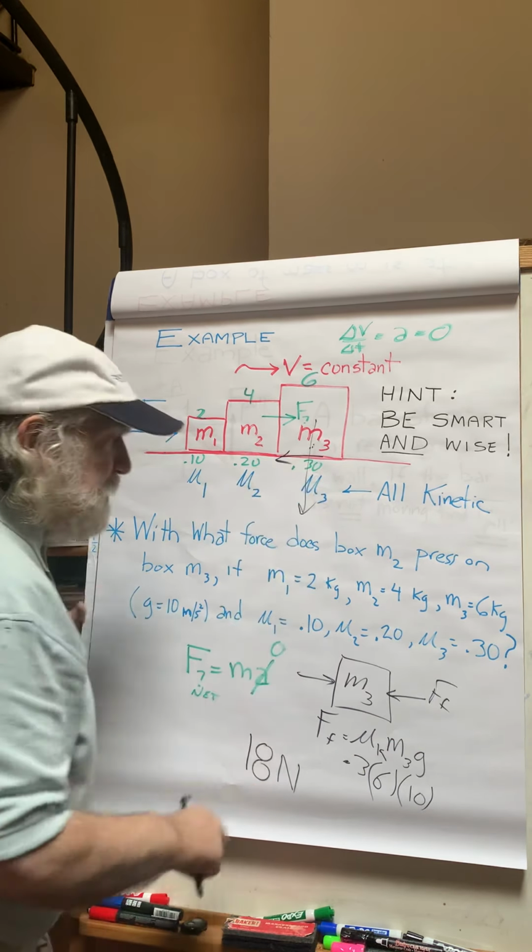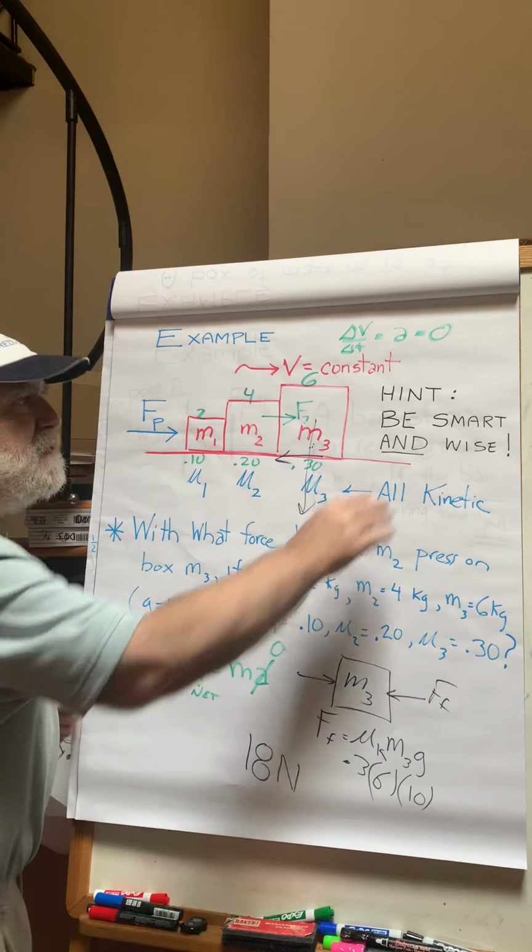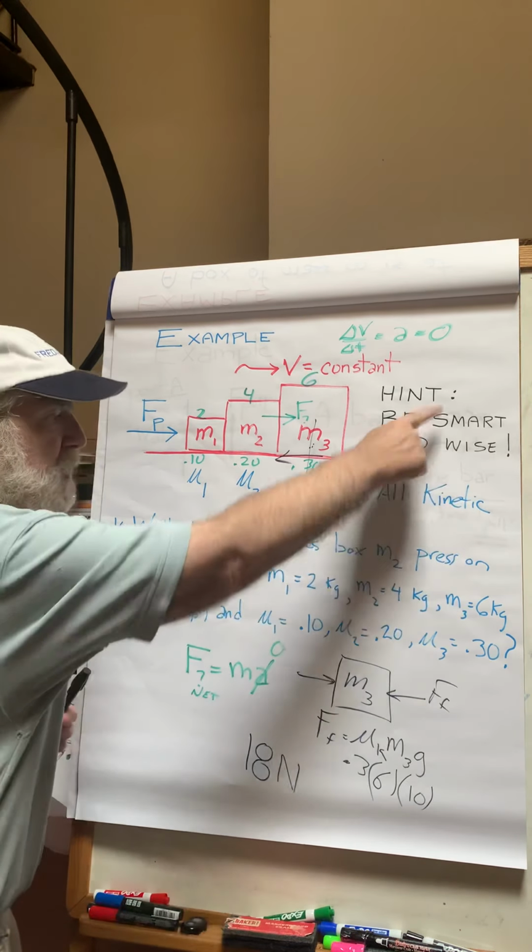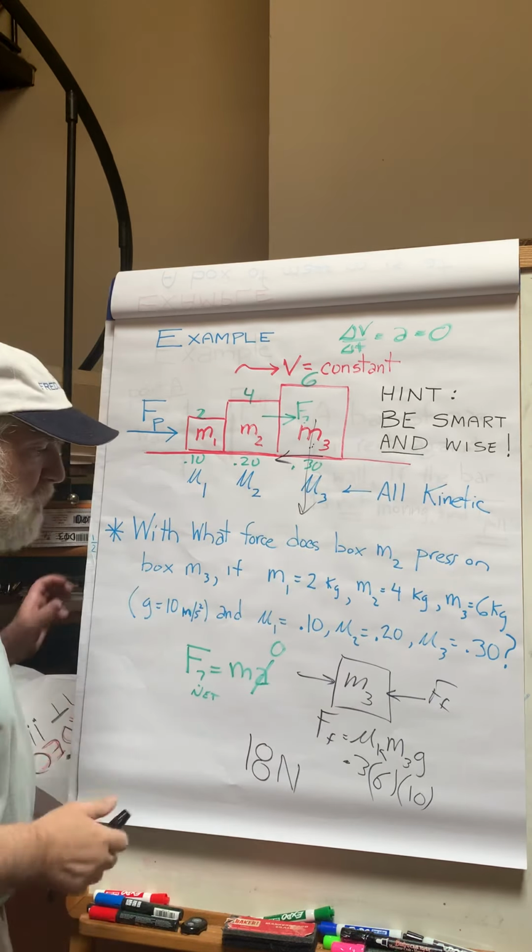And because the net force must be 0, this box must be pushing on this one with 18 newtons of force. I don't need these guys. I don't need to know what masses they are, all this extraneous stuff. That's what I mean about being wise. What I mean about being smart is knowing to use Newton's second law, that F net equals ma.